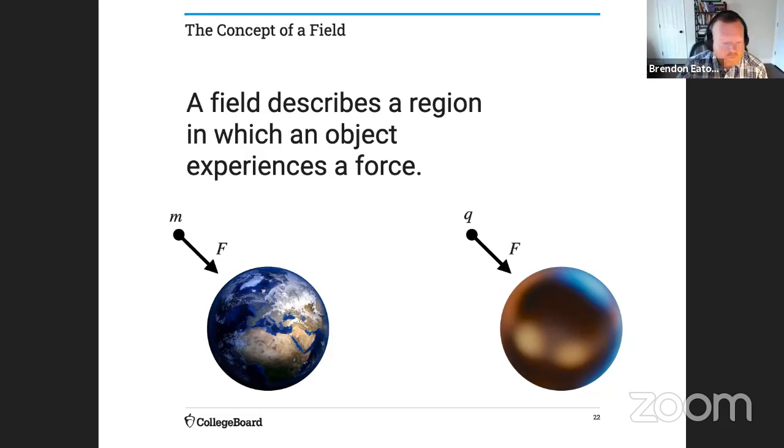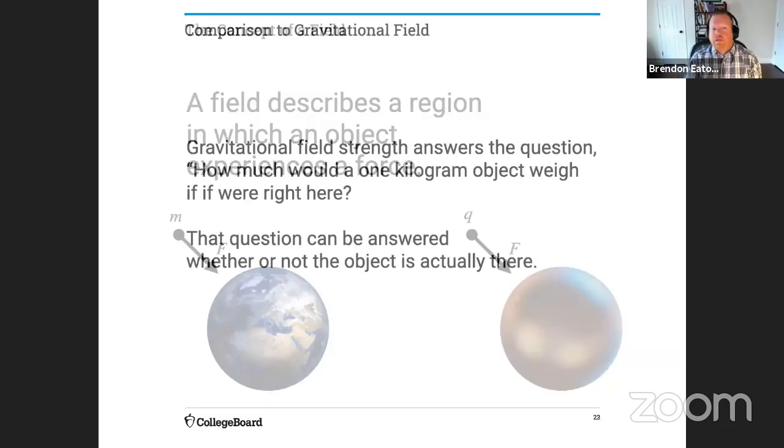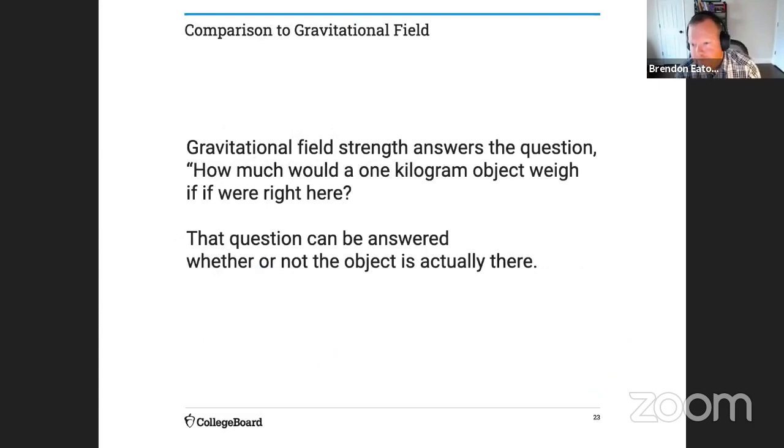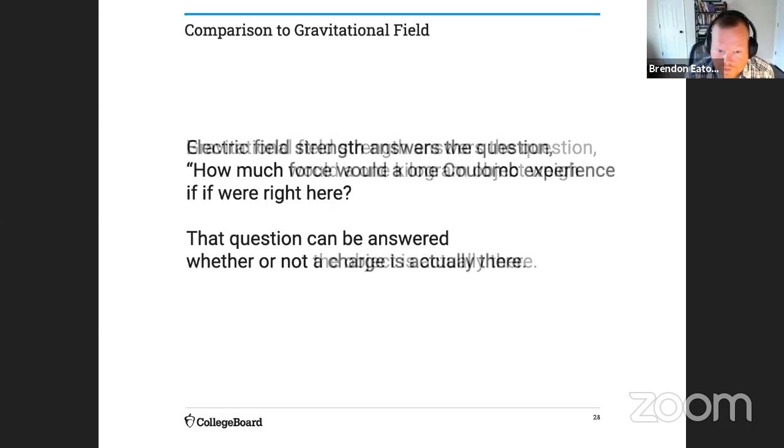So gravitational field strength is going to answer the question, when we go back to the Earth and we talk about gravitational field, how much would 1 kilogram of object weigh if I were right here? That question can be answered whether or not the object is actually there. You don't need the object to be present to calculate what the gravitational field strength actually is.